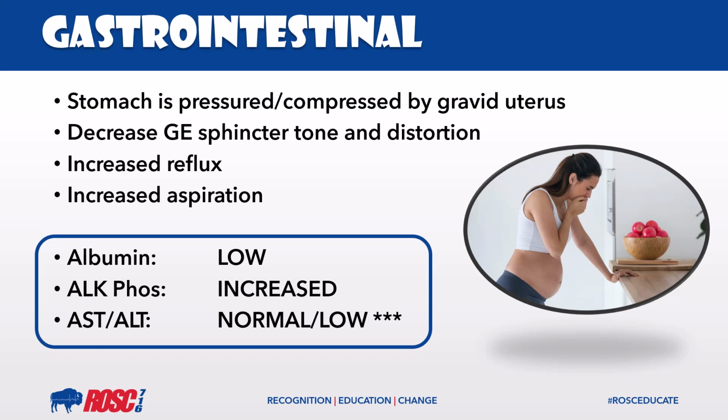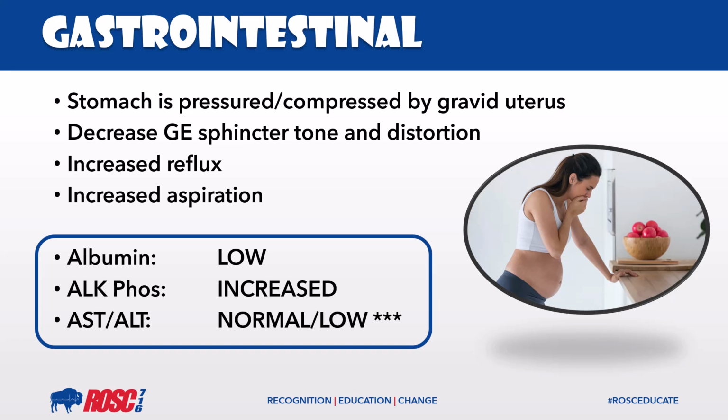Moving on to the gastrointestinal system, we're very familiar with the changes seen here. It's very common for mom to experience abdominal fullness, nausea, vomiting, and reflux. And this is obviously secondary to the stomach being compressed by that gravid uterus. It increases the risk of reflux. As stated before, it decreases the gastroesophageal sphincter tone, and it distorts its structure due to the external compression. This unfortunately increases the risk of aspiration.